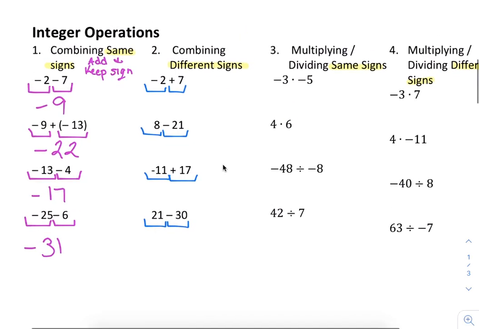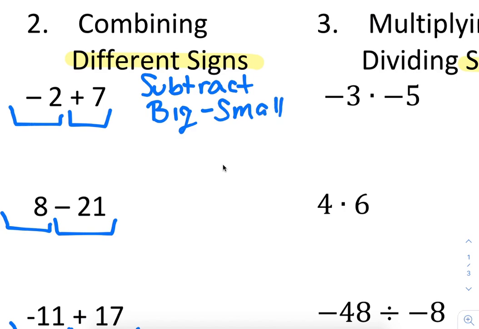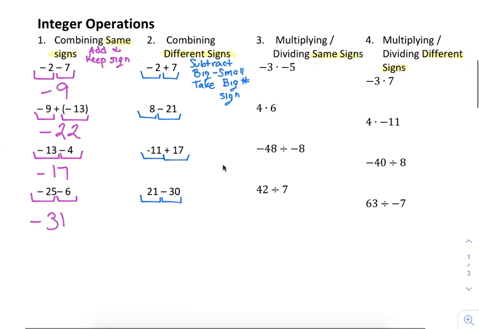I'm going to show you on this one. If we're combining with different signs, we are going to subtract big minus small, and we take the big number's sign. If we look at that one, who's bigger, the -2 or the +7? 7's bigger, right? So our answer is going to be positive. They have different signs, so we're going to subtract the big number 7 minus the small number 2. 7 minus 2 is 5.